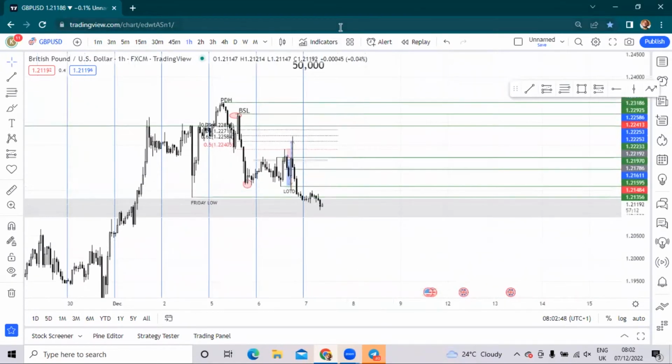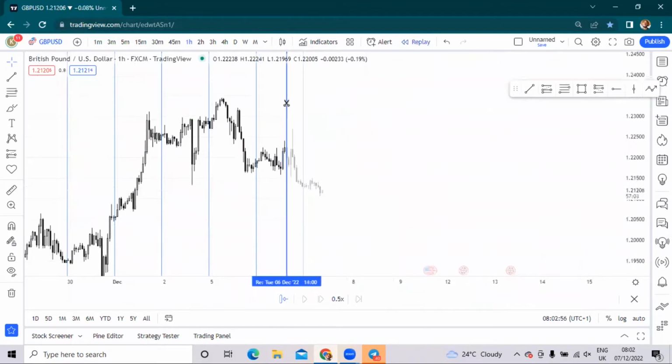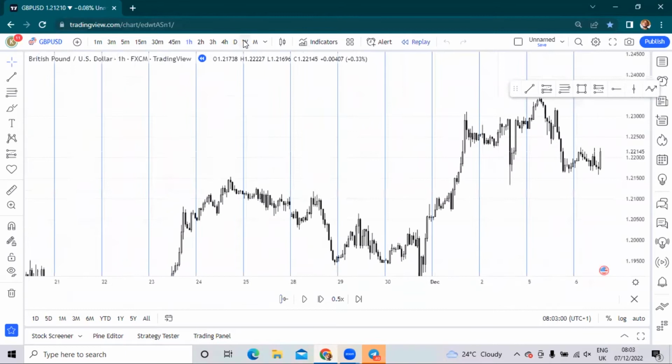Okay, so let's see. I'm going to clear my chart. I'm going to make it as a replay too, so you're going to see how I cut everything I did, how I did it. All right.